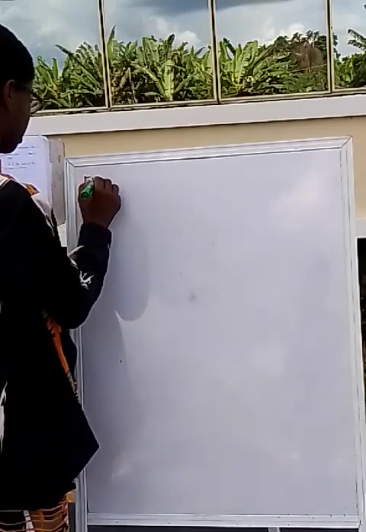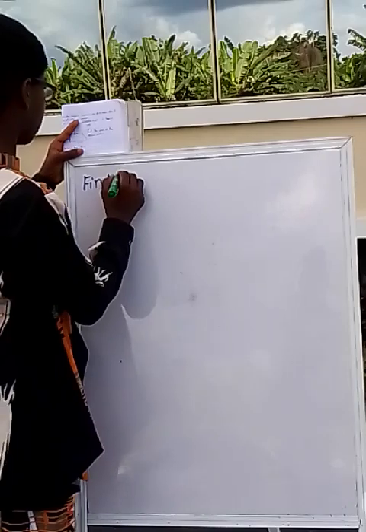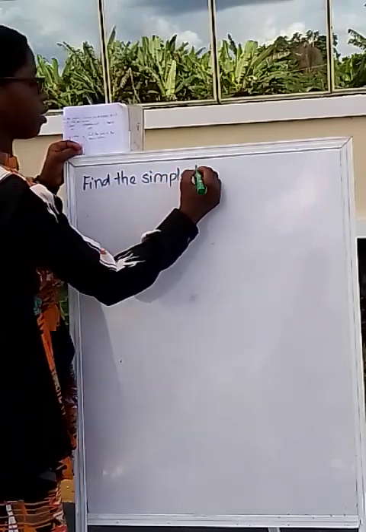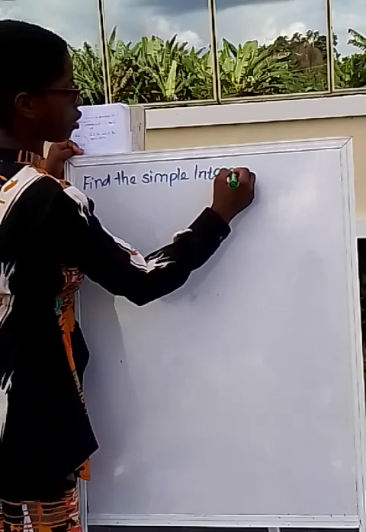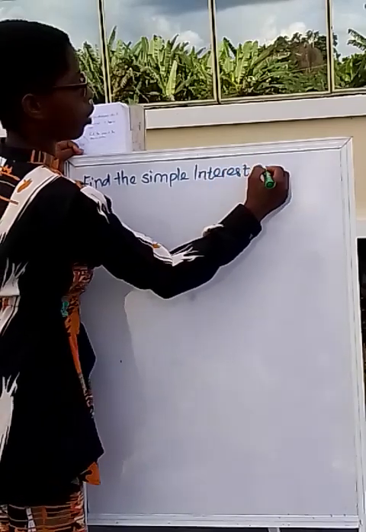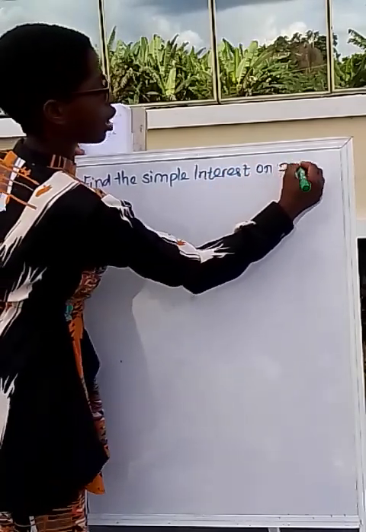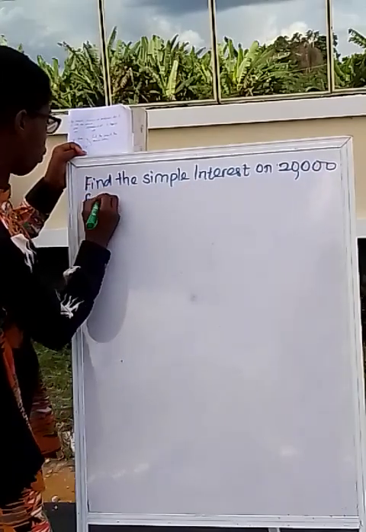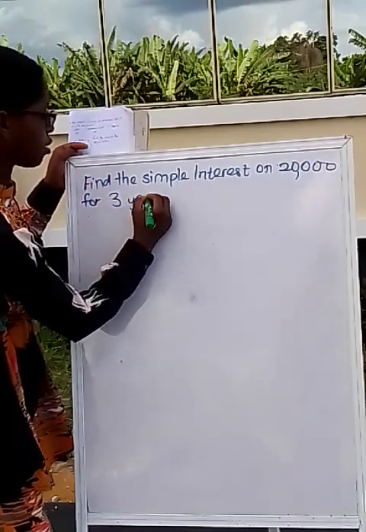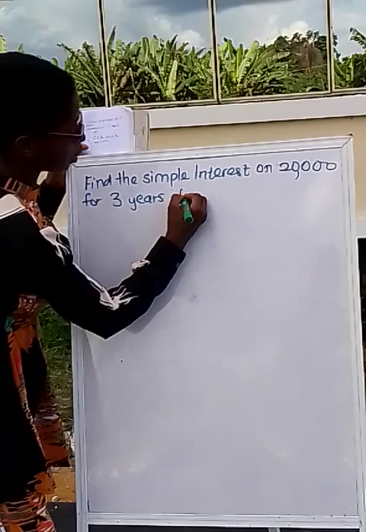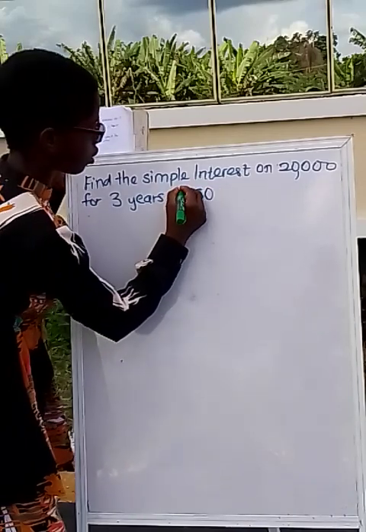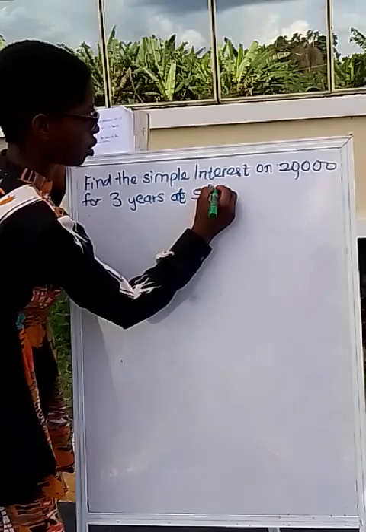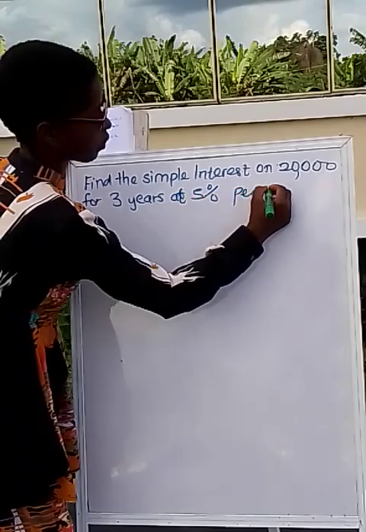Find the simple interest on 20,000 naira for 3 years at 5% per annum.